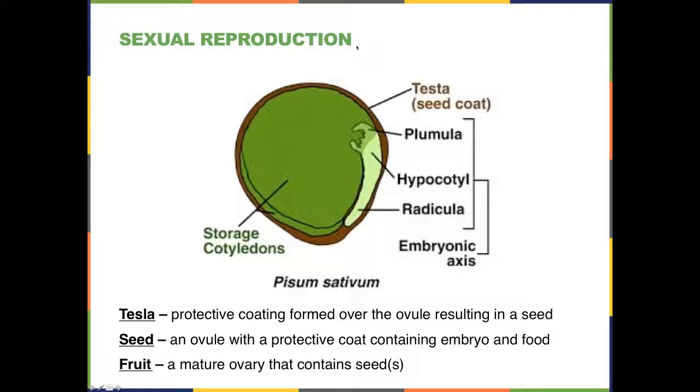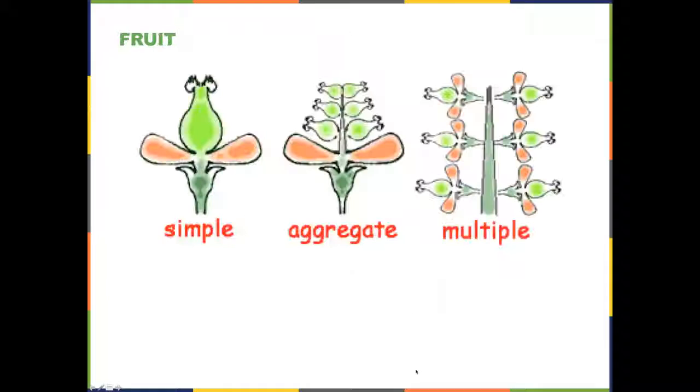Now, on the outside of a seed, many plants will form a fruit. And the fruit is just a mature ovary that has a seed, or seeds, inside. Now, fruits can be simple, which means they have a single flower that forms a single fruit. They can be aggregate, which is a single flower that has multiple parts. Or they can be multiple, which is multiple flowers resulting in a single fruit.